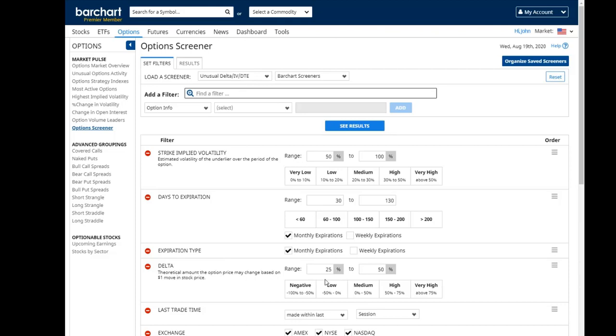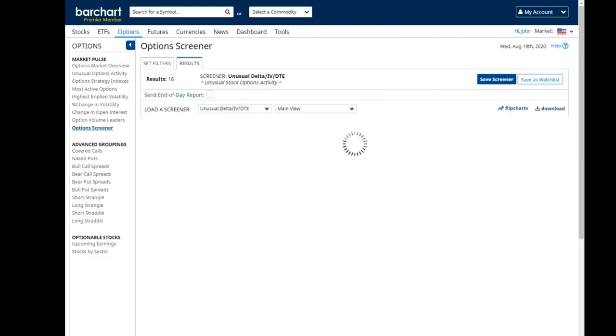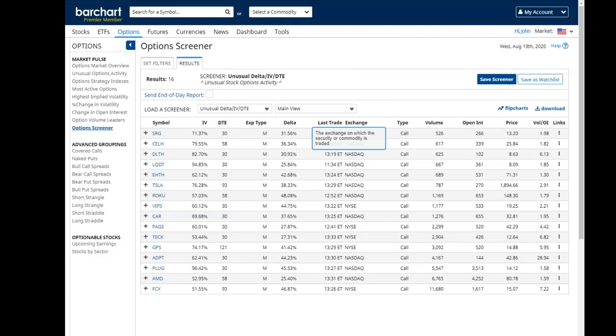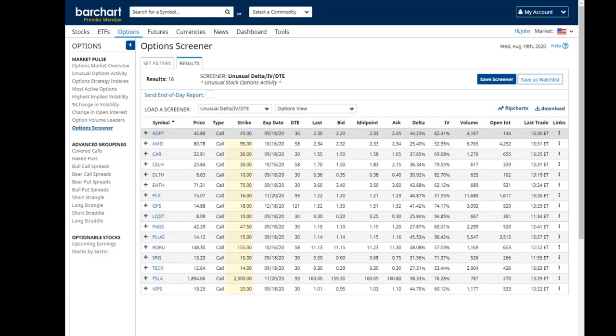So you can see that I've done my delta between 25 and 50. I'm only looking at monthly expirations. I'm looking for days to expiration between 30 and 130 days, and my implied volatility is going to be between 50 and 100. And let's see what happens. And now we've taken those 600 different options and we've narrowed it down to just 16, right?